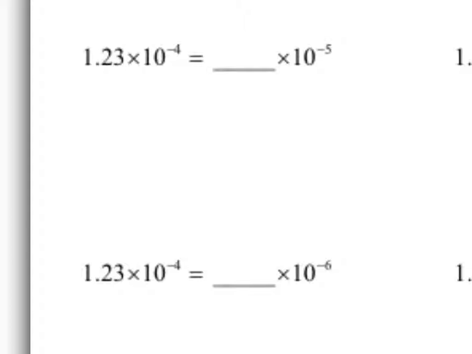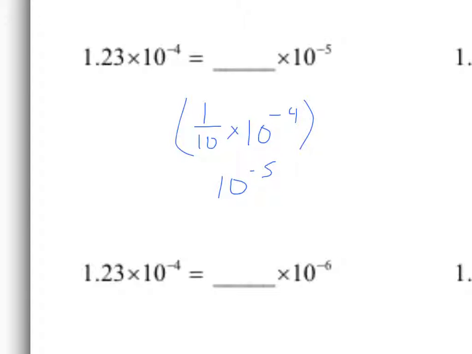I have a 10 to the negative 4th. I need to change it to a 10 to the negative 5th. So I need an extra what? What do I need an extra multiplication of? 1/10. Yeah, I need an extra multiplication of 1/10. So I'm going to throw in that extra multiplication of 1/10 times my 10 to the negative 4th, because that's going to give me my 10 to the negative 5th.